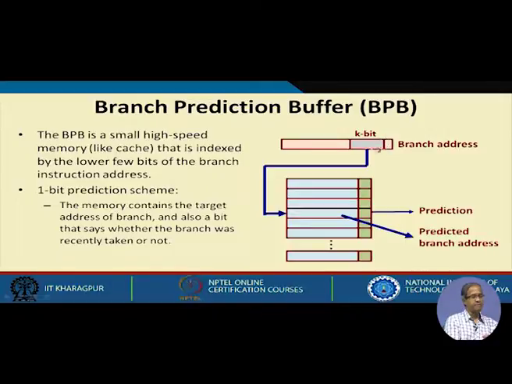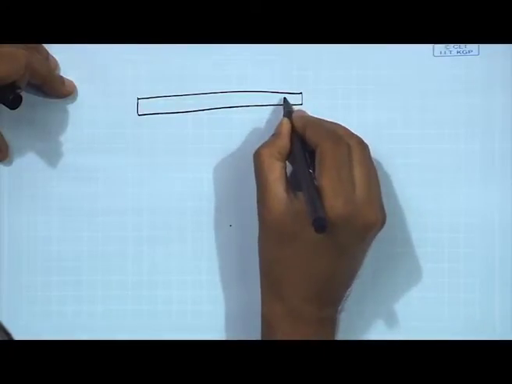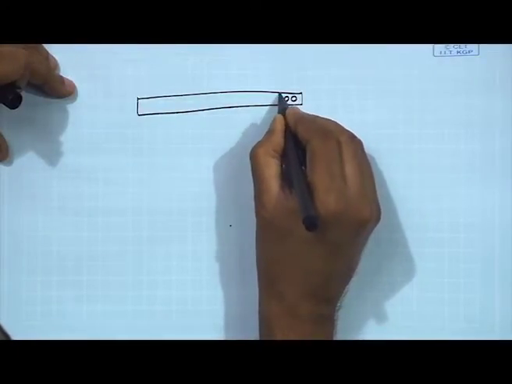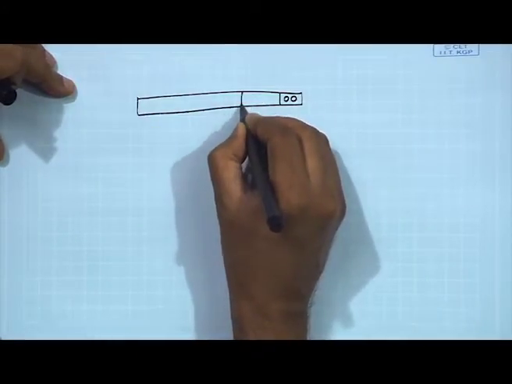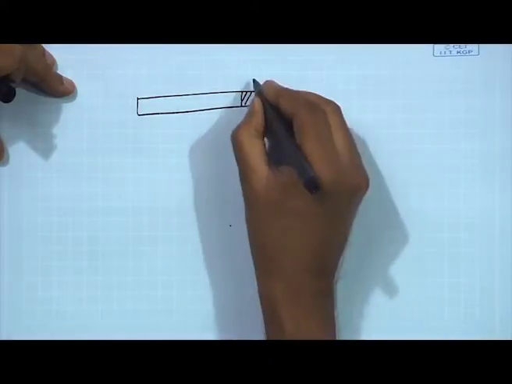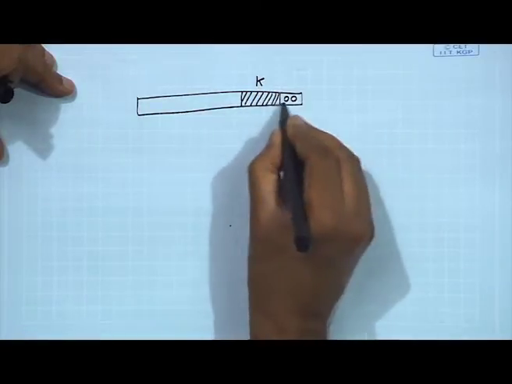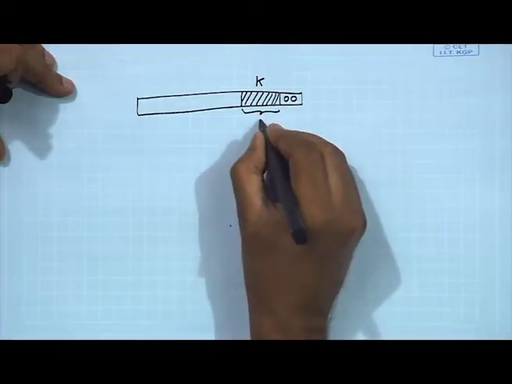Now, you recall in MIPS 32, every instruction starts with an address which is a multiple of 4. What does that mean? That whenever you have a 32-bit address, the last 2 bits will always be 0, right? This means multiple of 4. Then you have the remaining 30 bits. Here you are selecting a few bits from the lower side, let us say k number of bits. How many bits is a design parameter. This can be 4, 5, 6, whatever, let us say we use 6 bits.